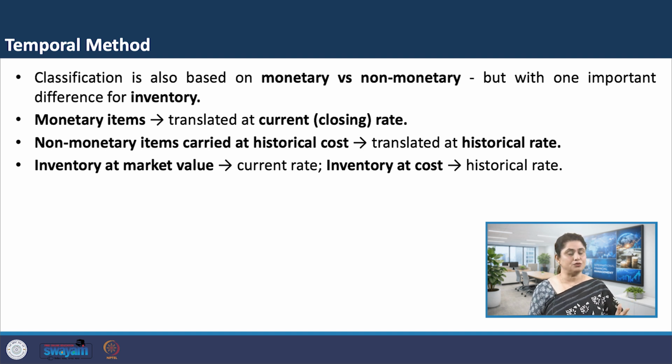Inventory can be valued at cost or net realizable value, whichever is less. Here, net realizable value is equal to expected selling price minus selling expenses. If the inventory is carried at the cost, then we use the historical rate. But if the inventory is carried at the market value or net realizable value, then we use the current rate.